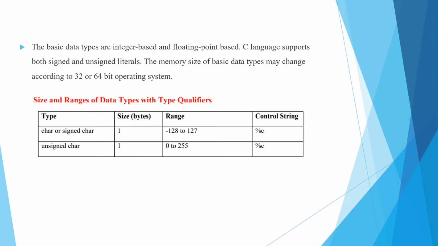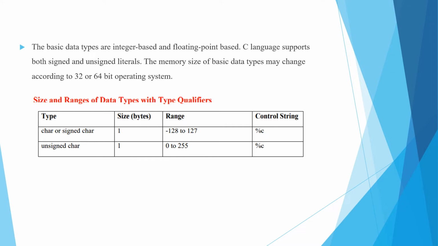Here, the basic data types are integer based and floating point based. C language supports both signed and unsigned literals. The memory size of the basic data types may change according to 32-bit and 64-bit operating systems. So here we have to define the size and ranges of the data types with a type qualifier. The type is character or signed character. The size of this signed character is 1 byte. The range is from -128 to 127.